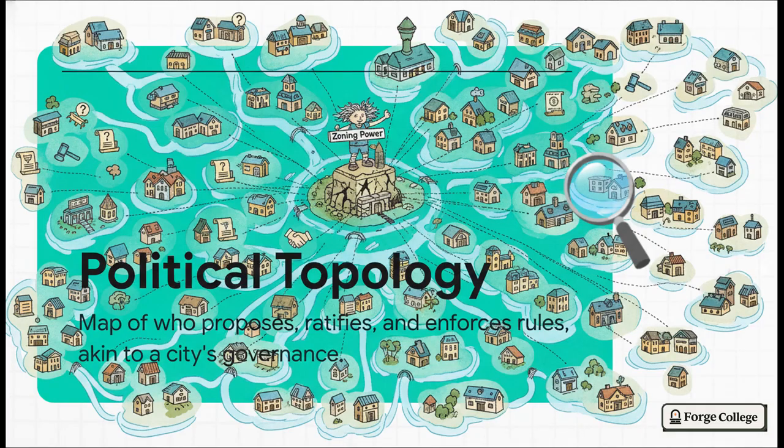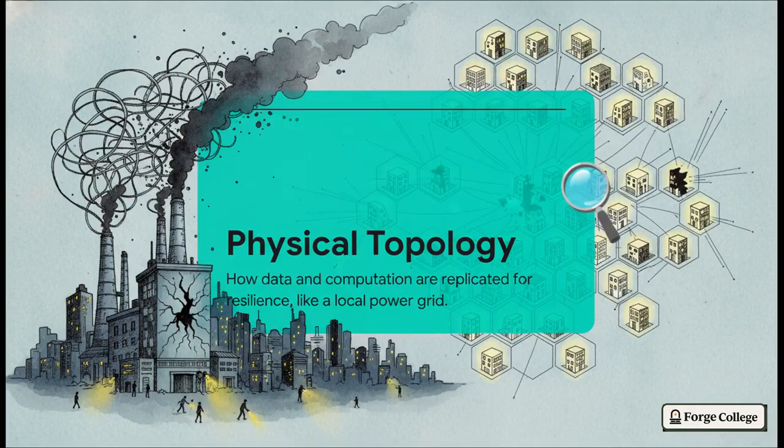Because if that power is concentrated, well, your political topology is highly centralized, no matter what their slick marketing brochure says. Next, we map out the physical topology. Think of a standard power grid. If a centralized plant fails, it causes a massive, region-wide blackout. We've all been there, stumbling around looking for flashlights.